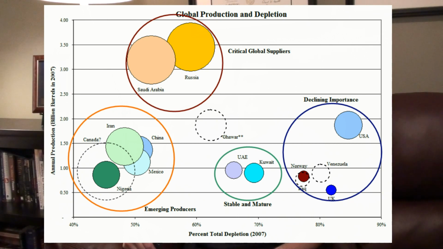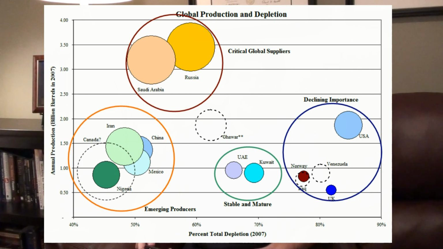As these countries mature, they will shift to the right side of the graph, becoming the second type of producer, stable and mature. These countries have similar production figures to emerging nations, but are in more advanced stages of depletion. This makes it less likely that these producers will be able to increase their capacity. Countries like the United Arab Emirates and Kuwait fall into this category. As these countries age and produce more of their URR, they will gradually shift further to the right on the graph and become the third type of producer.